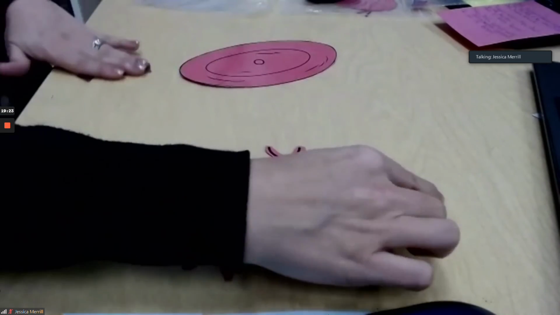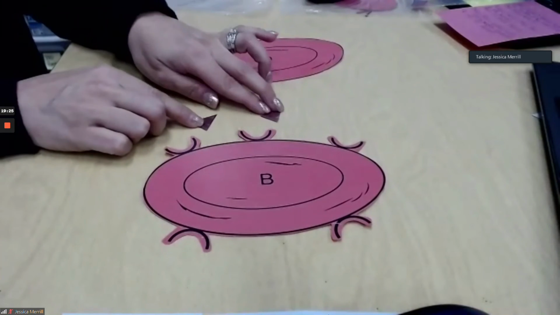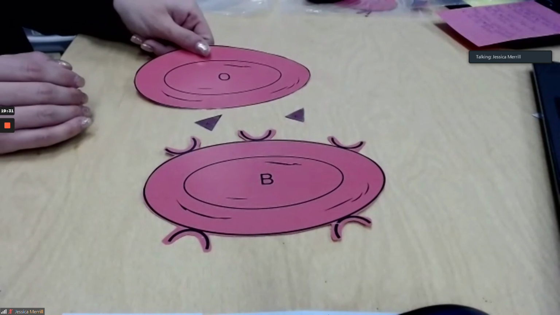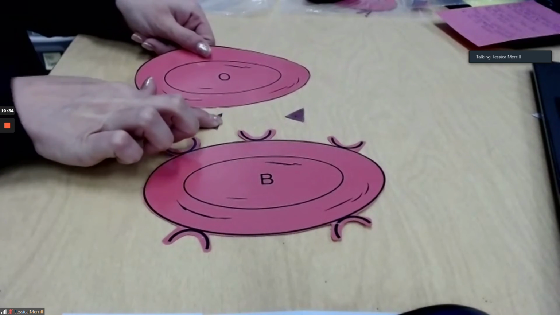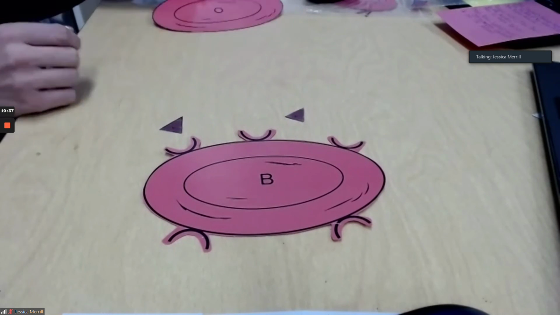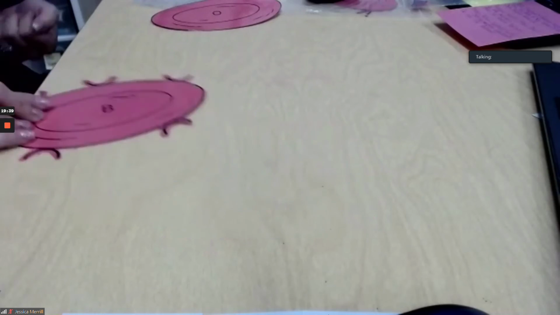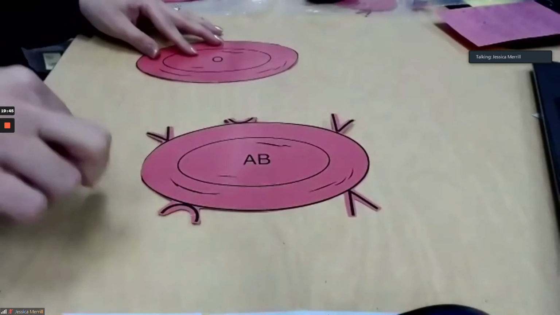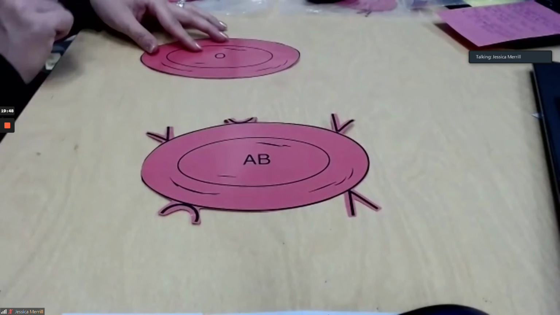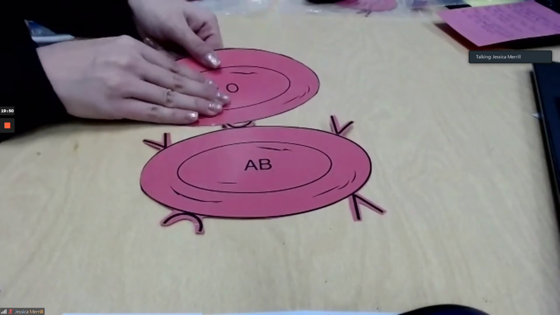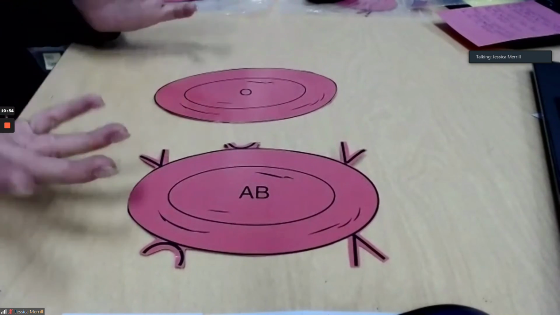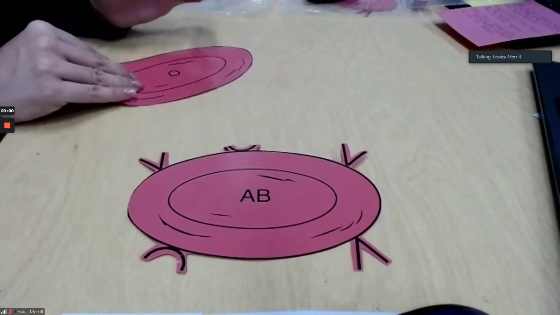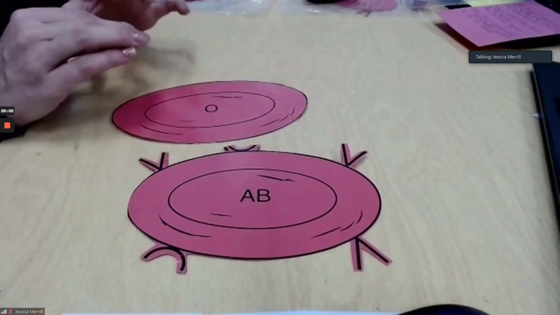See that also with B. B red blood cell, B antigens, A antibodies. Line 14, O comes along to donate. Nothing to attack. It does not clot. Okay. Type AB has no antibodies. AB has both A and B antigens. O has no antigens, no antibodies. So they are completely compatible. O is the universal donor. It will give to all blood types.